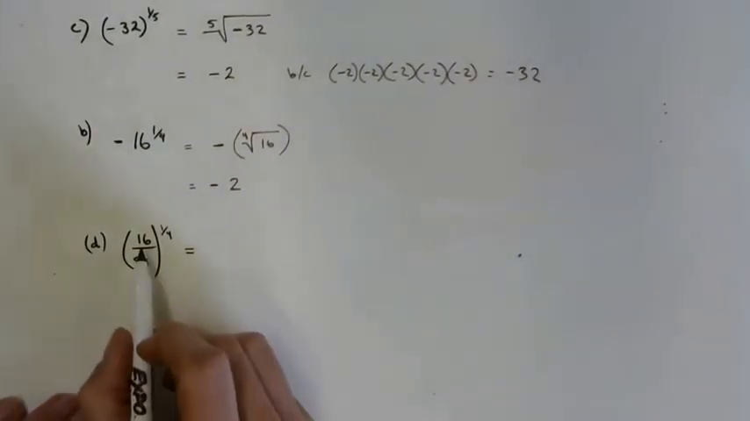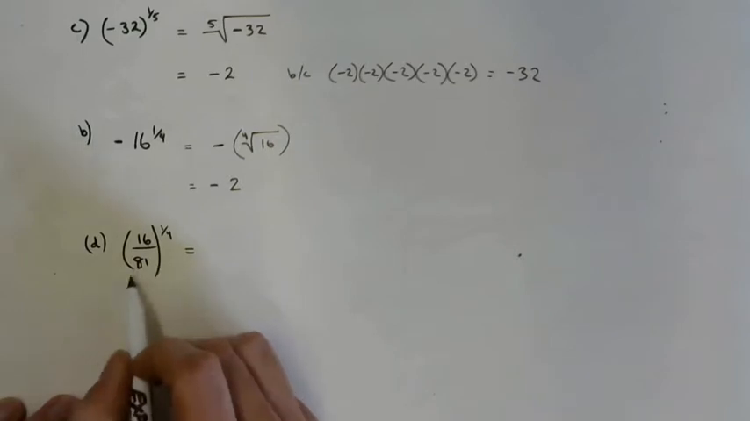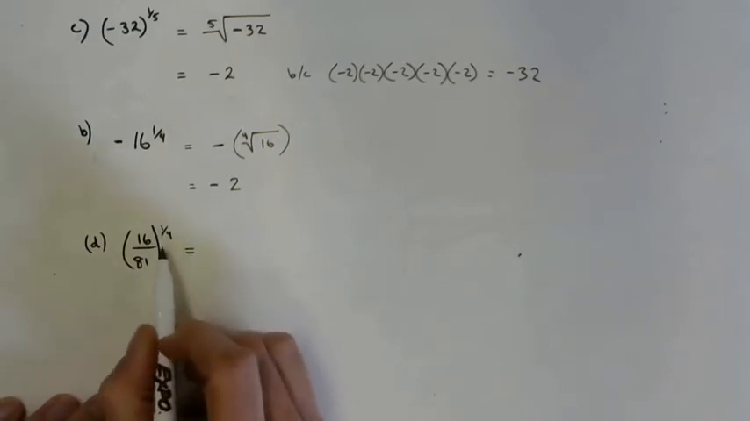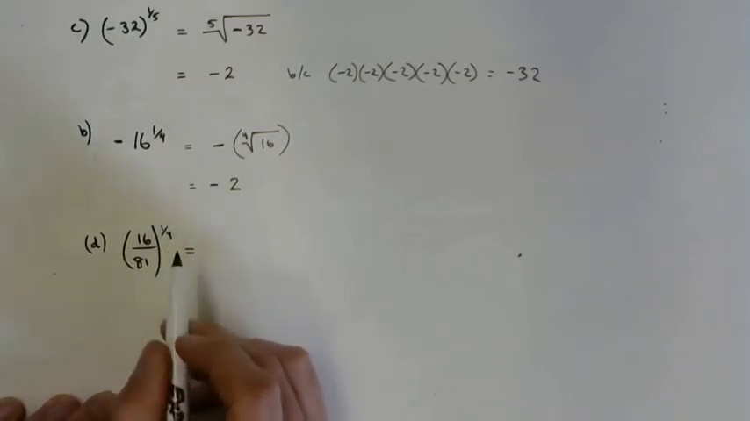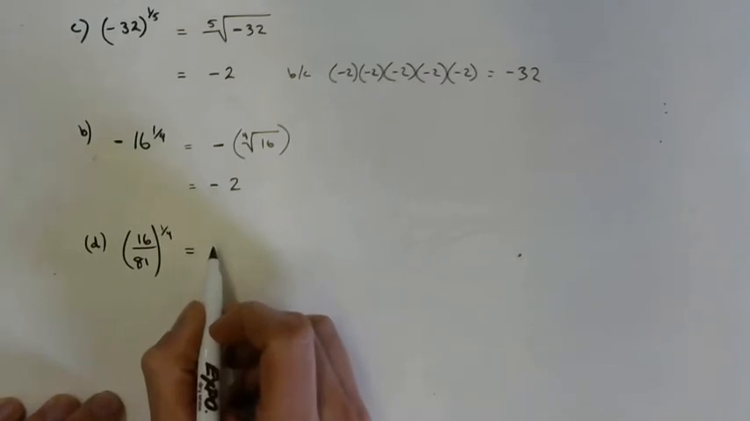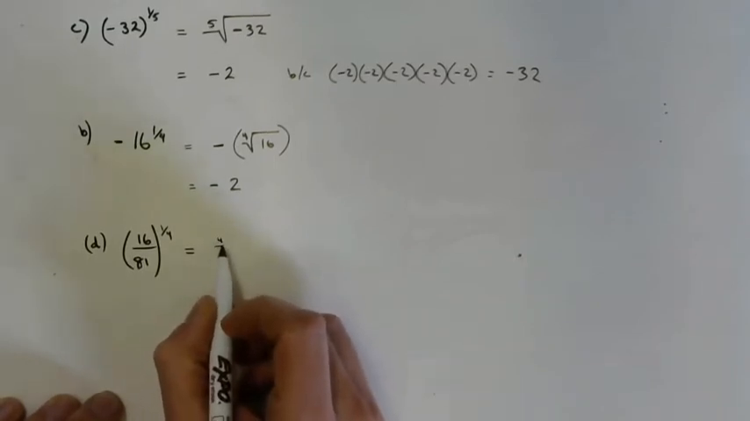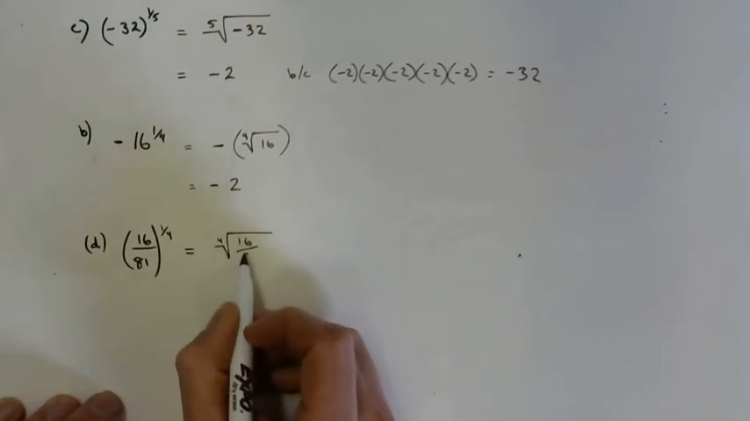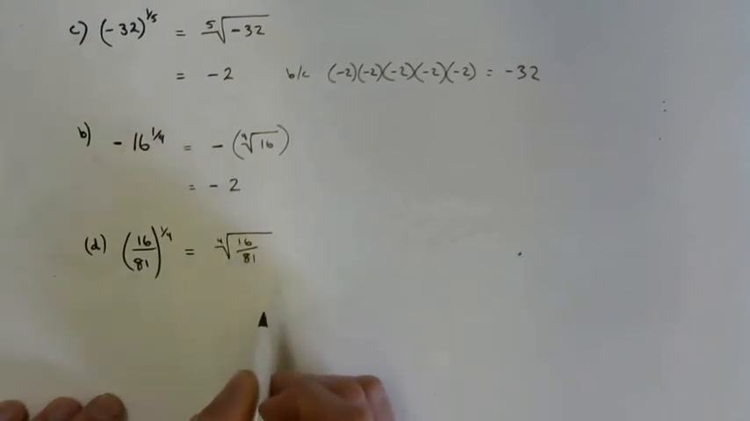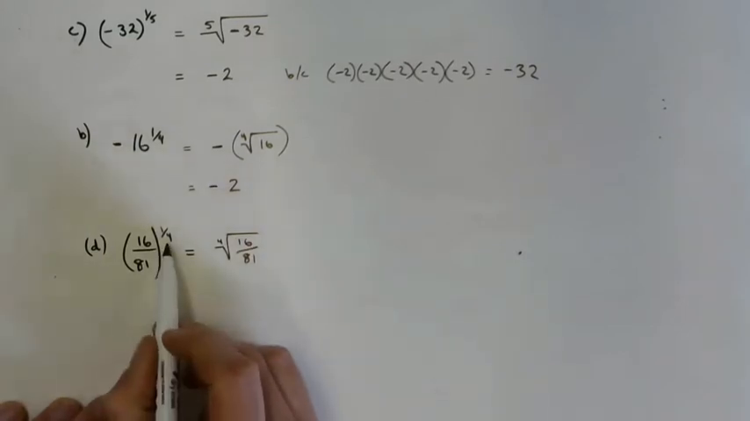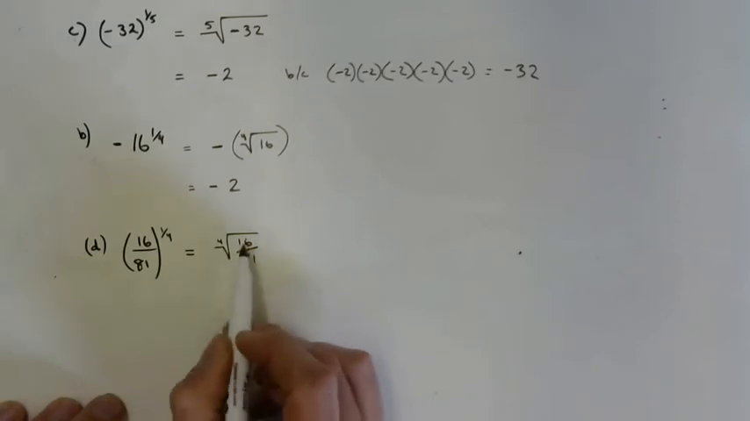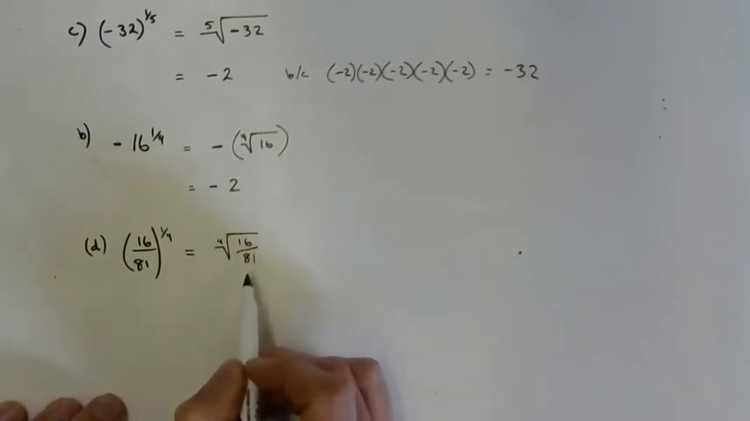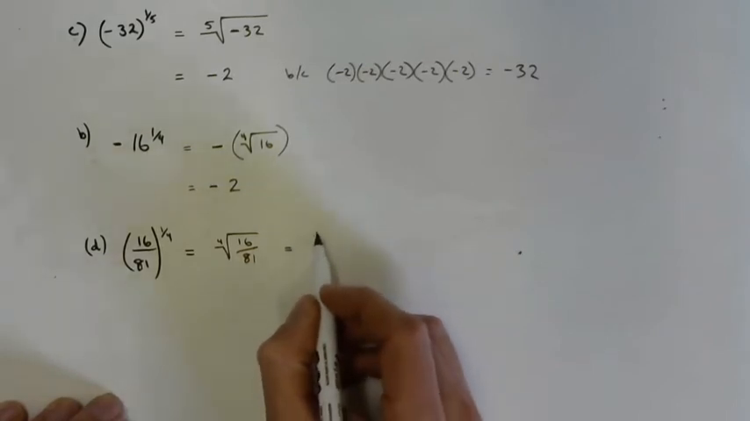Okay, so now we have 16 over 81. We have a rational base, and we have a rational exponent. Okay, the first step is going to be, again, rewriting this as a root, as a radical. It's the fourth root of 16 over 81. Now, just like exponents apply to the numerator and the denominator, this fourth root applies to the numerator and the denominator.